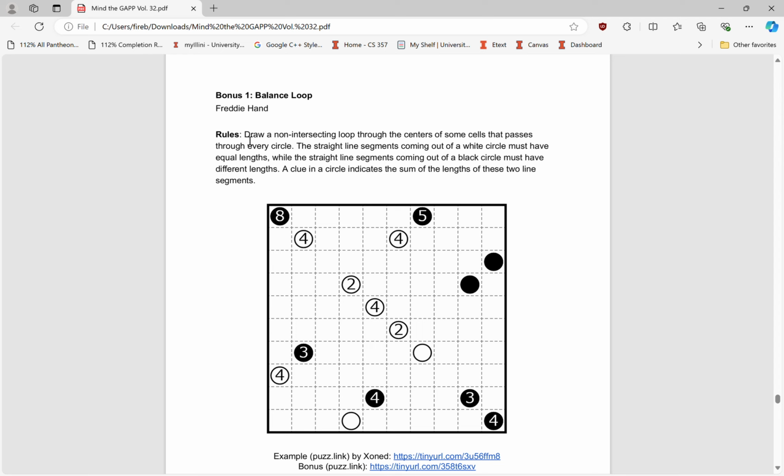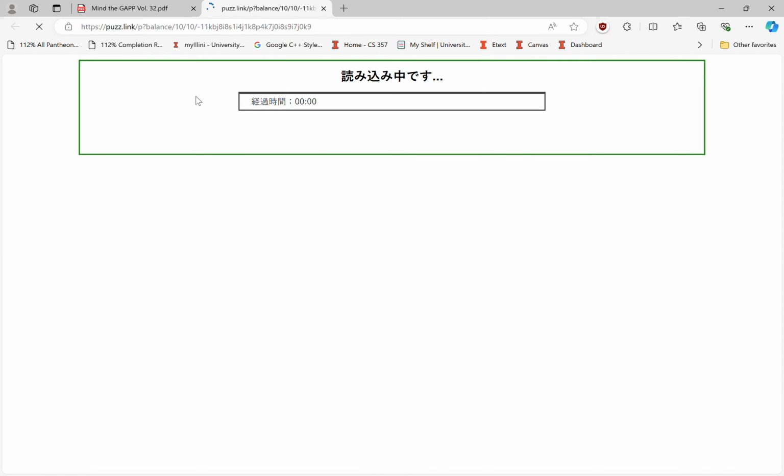Okay, let's see. Draw a non-intersecting loop through the centers of some cells that passes through every circle. Straight lines through white circles must have equal length, and straight lines through black circles need to have unequal lengths, and the number gives you the sum. So, yeah.